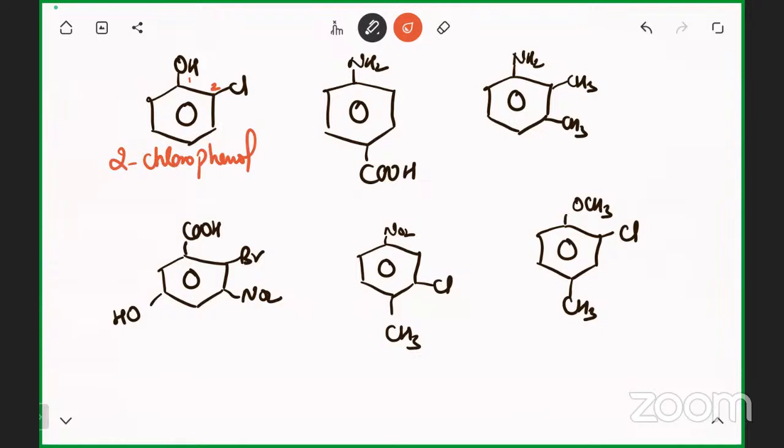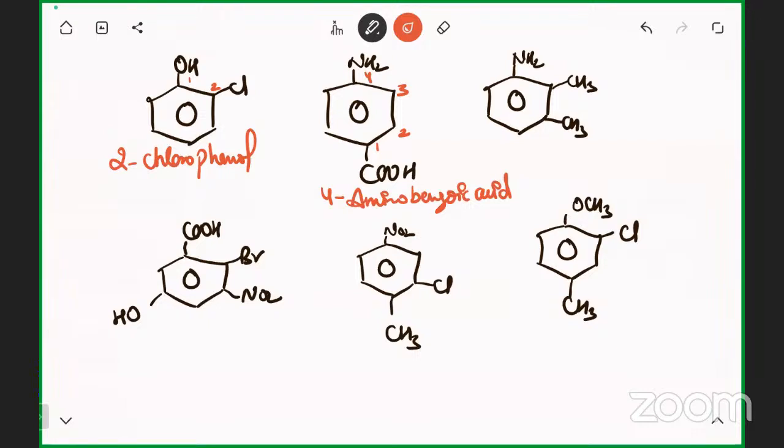Second one. Principal group, COOH or NH2? COOH. Very good. 1, 2, 3, 4. Name: 4-amino. And benzene with COOH is benzoic acid. Very good.